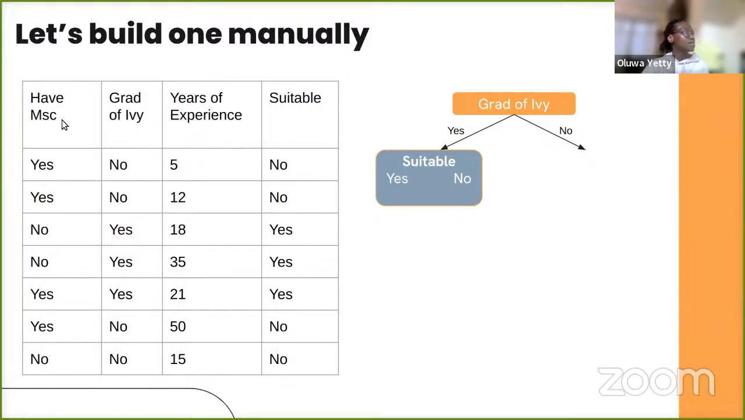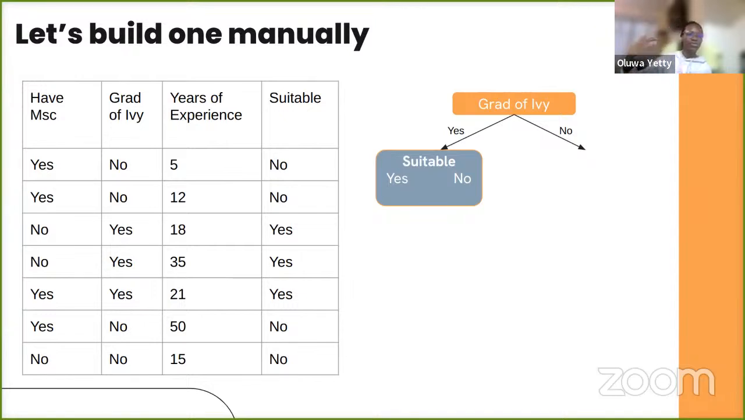So the requirement that they have, or let's say the qualification, or the features in this case, is whether they have an MSc, whether they are a graduate of an Ivy League school, and then their years of experience working. Maybe they have some gap between their bachelor's and their master's, and they've had some experience, and we have this data set.